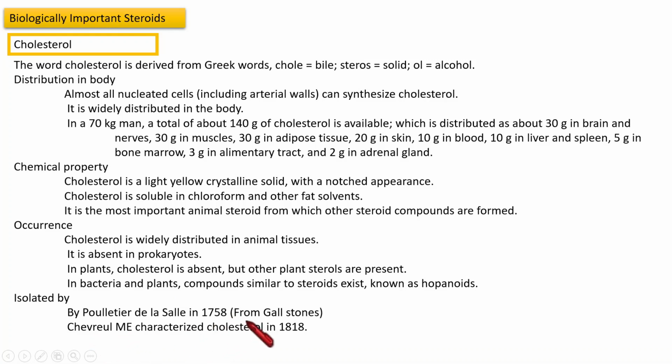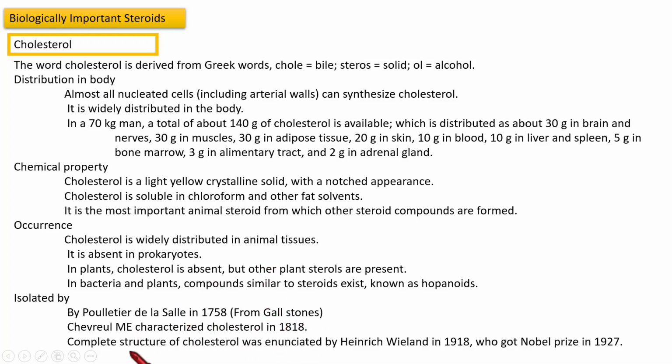Chevreul characterized cholesterol in 1818. Its structure is very interesting, and the structure of cholesterol was enunciated by Heinrich Wieland. Heinrich Wieland, that name we cannot avoid, need to memorize anyhow. Wieland, in 1927 or so; for that contribution, he got the Nobel Prize also in 1927.